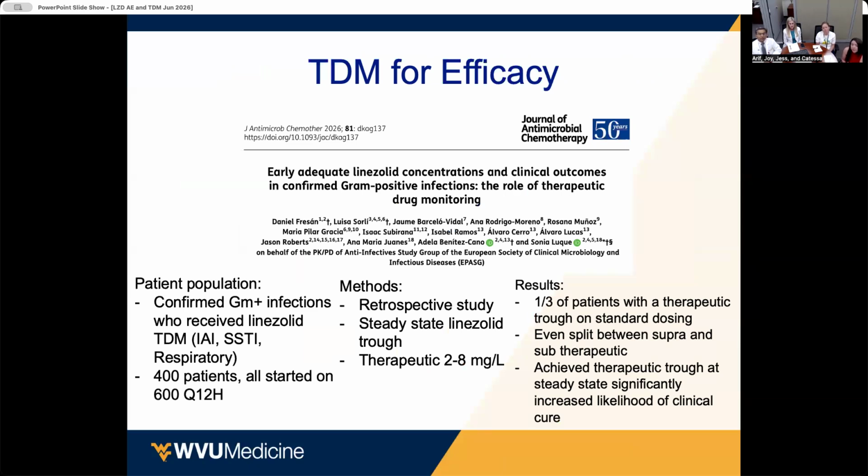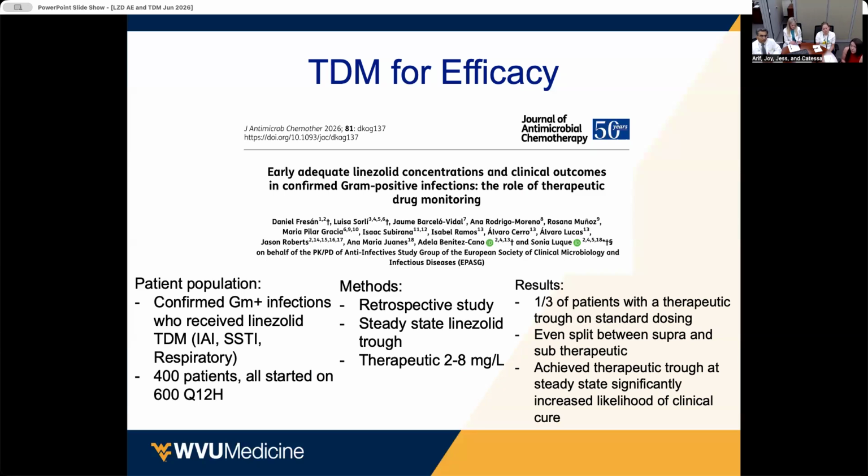I do want to go through one study looking at TDM for efficacy, and then I'll go through another study looking at TDM for safety. So this was just published, I think, back in March, and it's early adequate linezolid concentrations in clinical outcomes and confirmed gram-positive infections, looking at TDM specifically. So to briefly summarize this study, the patient population was confirmed gram-positive infections. Most of these were Staph aureus or Enterococcus who received linezolid TDM. This was a pretty even split between intra-abdominal infections, SSTIs, and respiratory infections. And they had 400 patients, all who were started on that standard 600 Q12 dose.